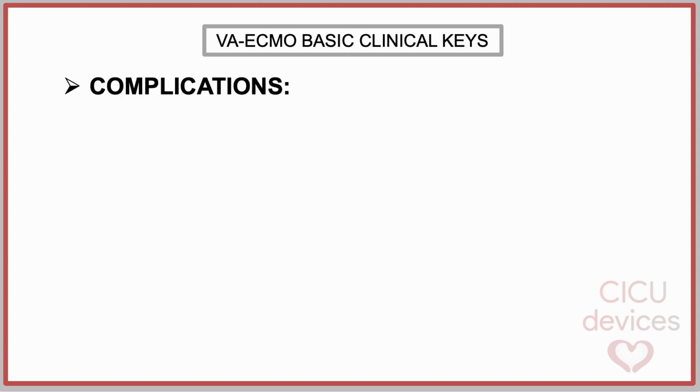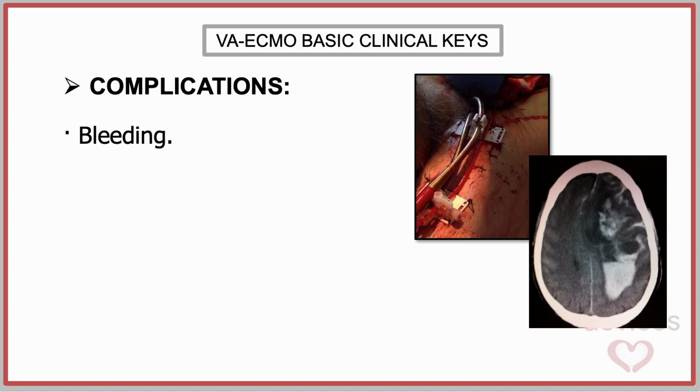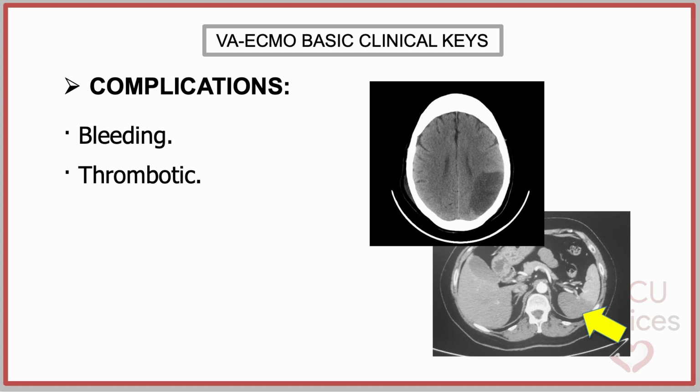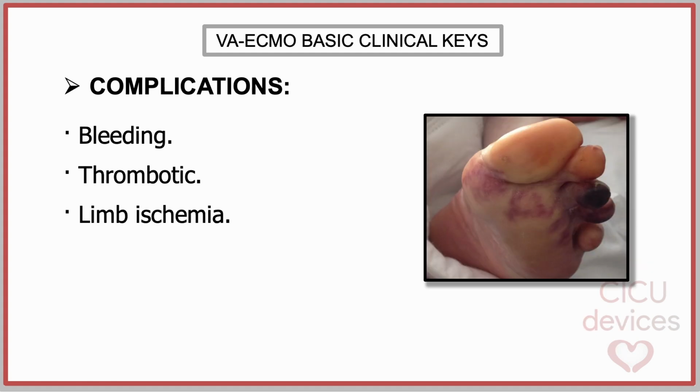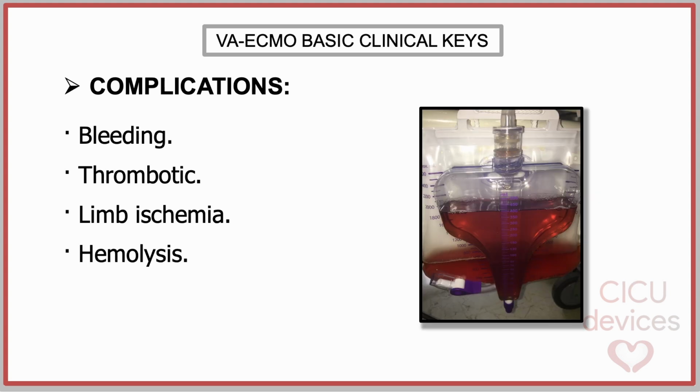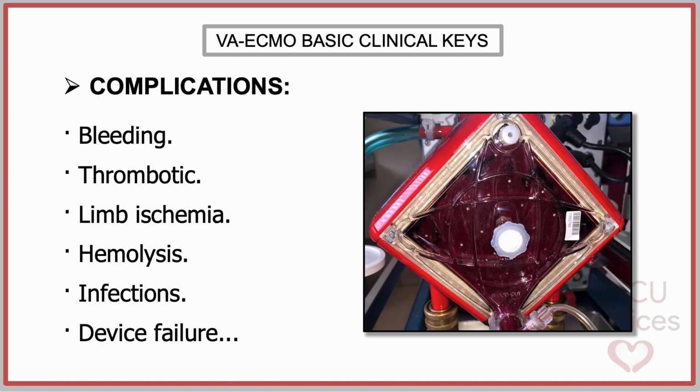Complications remain common during VA-ECMO therapy. Bleeding is one of the most frequent adverse events due to anticoagulation, platelet dysfunction, and acquired coagulopathy. Thrombotic complications may also occur despite anticoagulation and can involve the circuit or the patient. Other ECMO complications include, among others, limb ischemia and vascular injury, hemolysis, infections, and device failure.